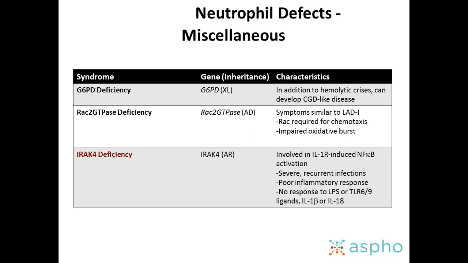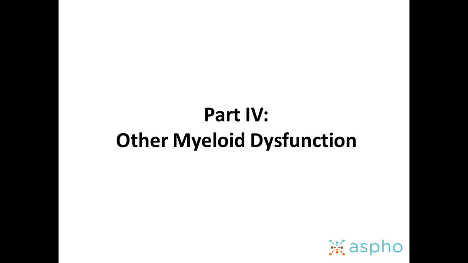Then I think IRAK4 is worth remembering because it's a unique mechanism. With IRAK4, your toll-like receptor signaling is impaired, which leads to severe recurrent infections. And remember, your toll-like receptors are part of what trigger your neutrophil marines that there's a problem. So if you can't signal through, you don't respond to LPS, you don't respond to toll-like receptors, you have blunted responses to infections. So remember IRAK4 deficiency.